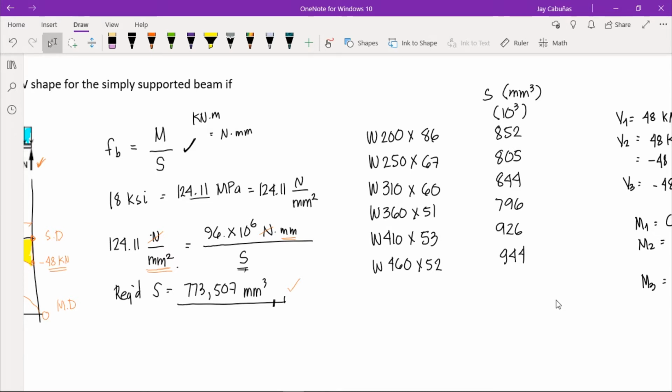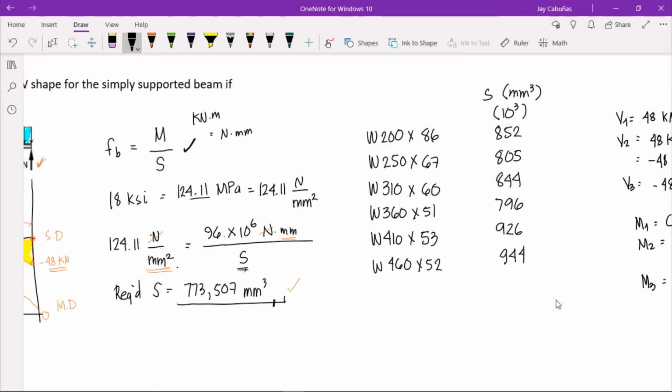Now, which of these sections should be the first one na kailangan nating i-check? Okay, we check each section here if this exceeds the required or the allowable stress, which is 18 KSI or 124.11 MPa. Now take note, the actual flexural stress that we should compute here using either of these sections should be lesser than the allowable stress. Okay, kailangan mas maliit yung actual stress niya.